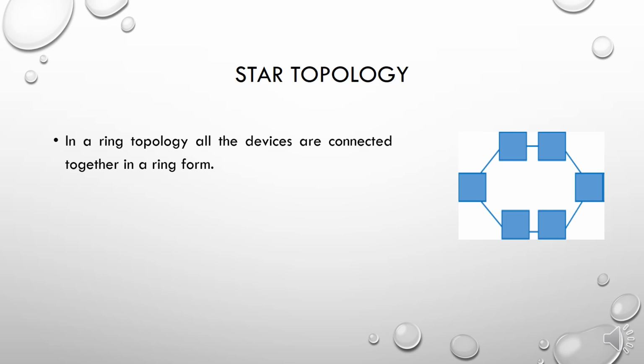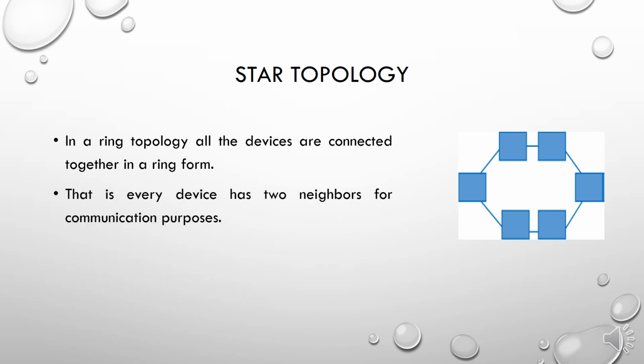But in this case, if one of the users fails to work, because we don't have a central point here, the network users are the ones communicating, going around in a cyclic manner and communicating with one another. So if one of them fails to work, the whole network will go down. So the devices are connected in ring form. That is, every device has 2 neighbors for communication purposes.